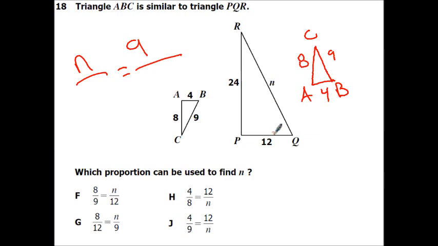So I'm going to choose the 12, since that's easier to see because they're both on the bottom. So since the 12 was with the n, I'm going to put that over here. And the side that matched up to the 12 was the 4. All right, so down here, they just kind of flip-flopped it around. So they just said 4 over 9 equals 12 over n. So all we did was we just looked at the stuff, compared, and matched things up. So our answer right there would be J.